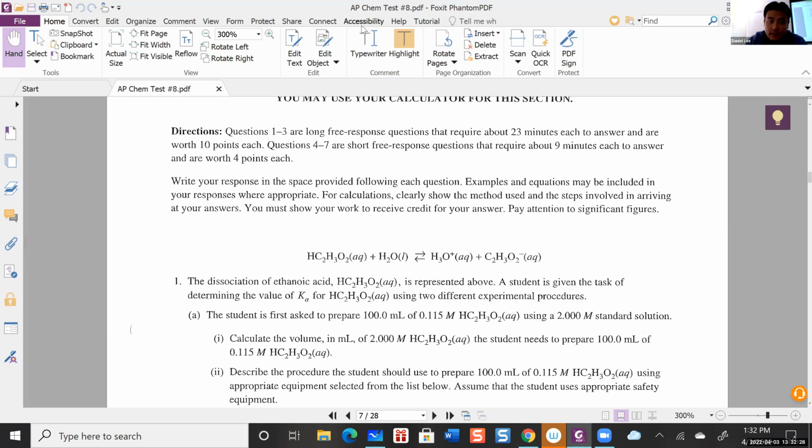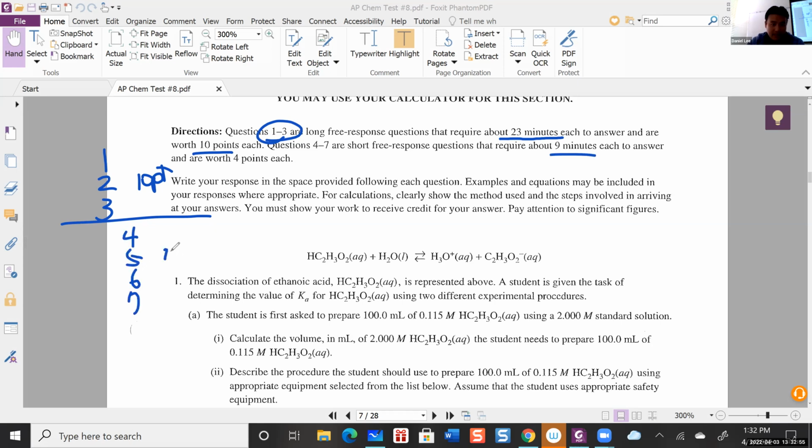Questions 1, 2, and 3 are long. They're 10-point questions, and you can assign about 20 minutes each, though they give you the whole test time. That's 30 points already. Questions 4, 5, 6, 7 require about 9 minutes each, and they're 4 points each.